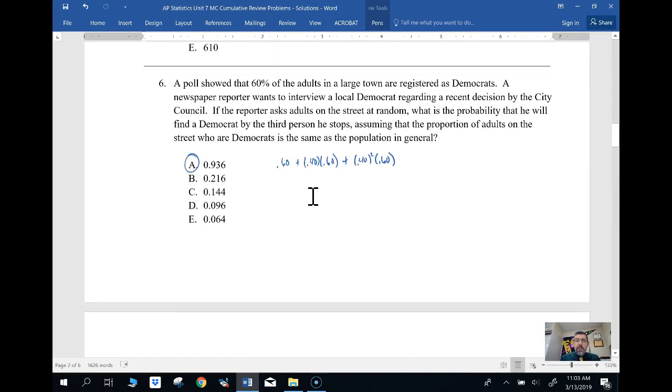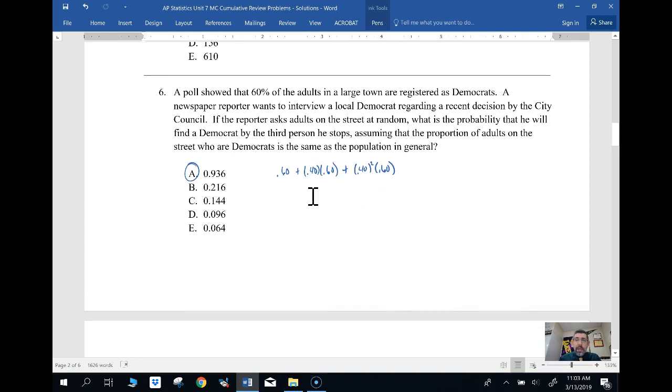Number 6 is a GeometricCDF problem. It is important for you on this exam to be able to identify the difference between a geometric and a binomial probability problem, okay? So I'll talk about that in a second. I'll go over geometric and binomial in a little bit. Actually, since I have this problem here, I might as well just talk about it now.